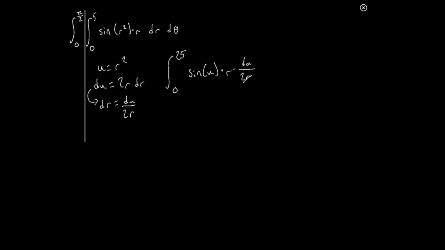Great. Now our r's cancel out, which is great because we don't want any r's left over when we do u substitution. We don't want to have any of the original variable left over. We only want to be left with u and du. So this is good. Great. And this all simplifies to 0.25 sine of u over 2 du. And that should be pretty easy to solve.